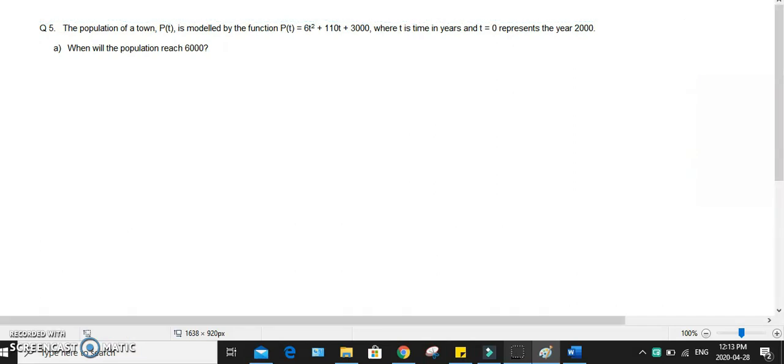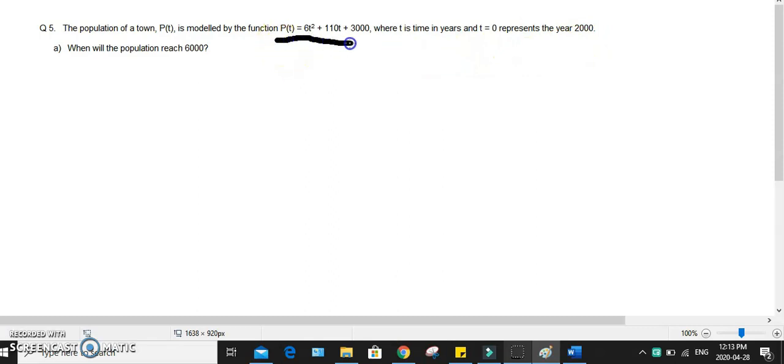Hi everyone, so today we're going to learn how to solve a word problem involving a quadratic equation. The population of a town P of t is modeled by the function given here, where t is time in years and t equals 0 represents the year 2000. When will the population reach 6,000?